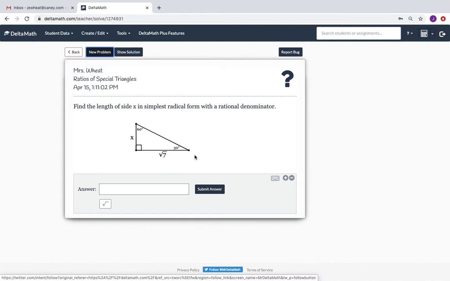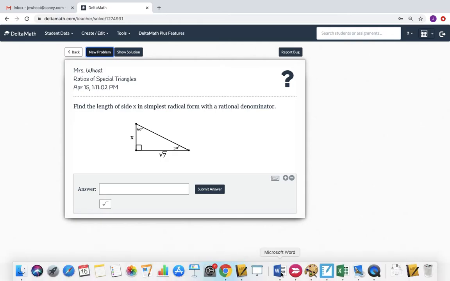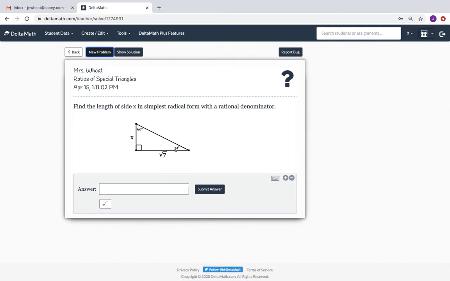First thing you need to do is determine what type of triangle this is. If you see this 60 and this 30 here, that means we are working with a 30, 60, 90 triangle. So we're going to use that second chart. Also, the x is opposite the 30-degree angle. That means that this piece is our short leg and this piece is the long leg.